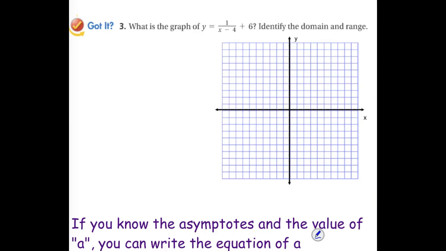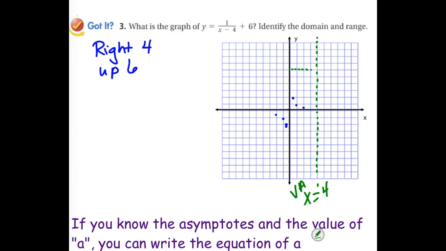All right, which way did we transform this? We went right 4 and up 6. So if we take those parent function points that we've been using, and we want to shift them right 4, what is the equation for this vertical asymptote? X equals 4. And then we shifted up 6. And the horizontal asymptote would have an equation y equals 6.